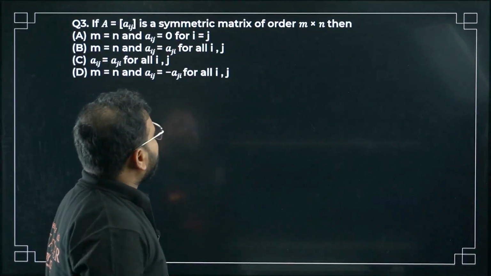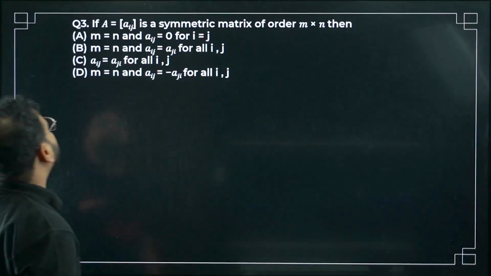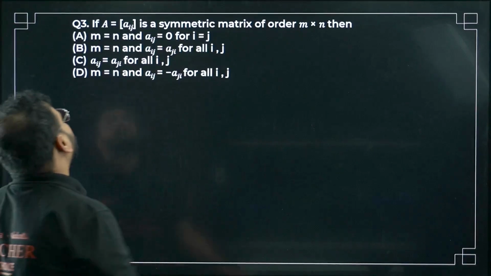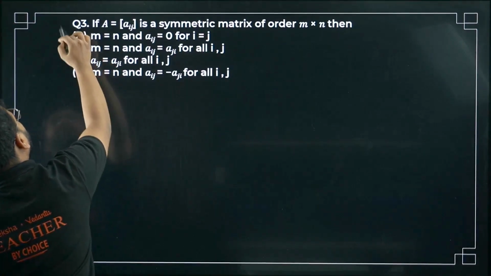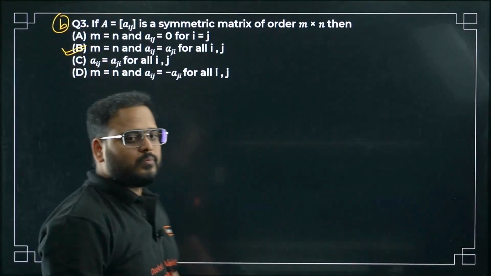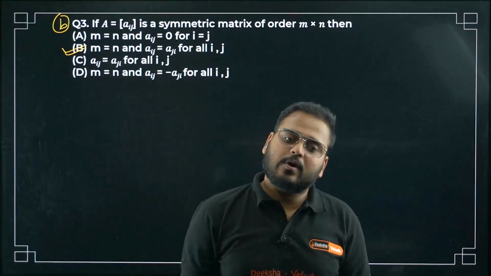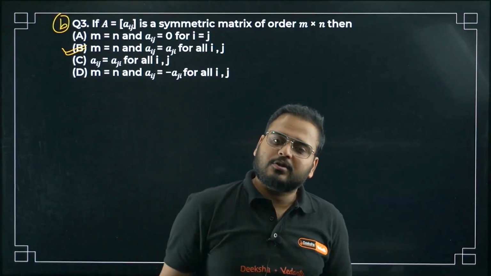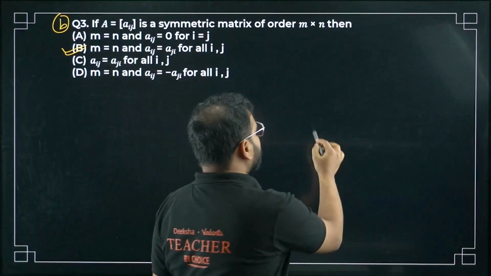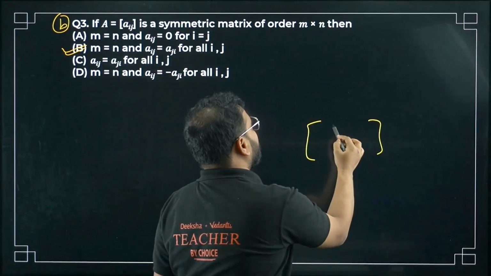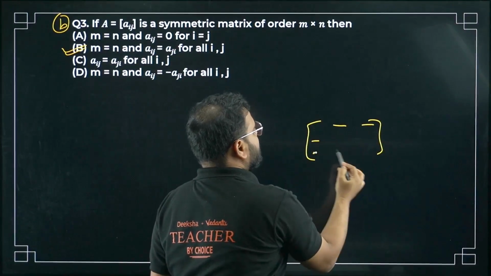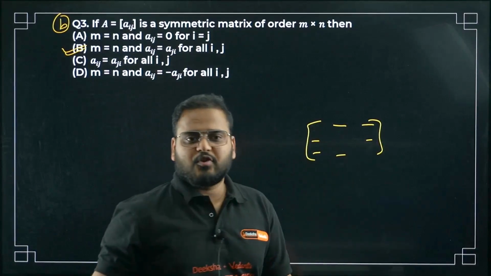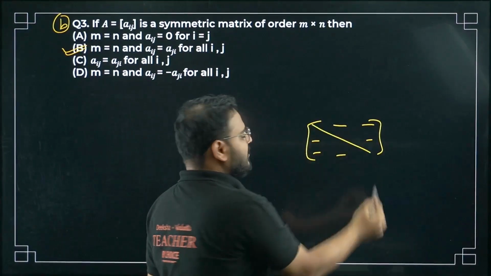Third one. Symmetric matrix, right? So what is the definition of a symmetric matrix, bacha? The definition, sir, is going to be B only. How, sir? I will not answer how. Please go ahead and check the definition of symmetric matrix in NCERT. I have taught you that. It has to be a square matrix, and this has to be equal to this, and this has to be equal to this, for 3 cross 3. The diagonal element can be anything.